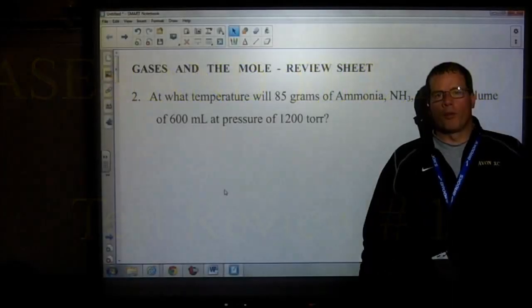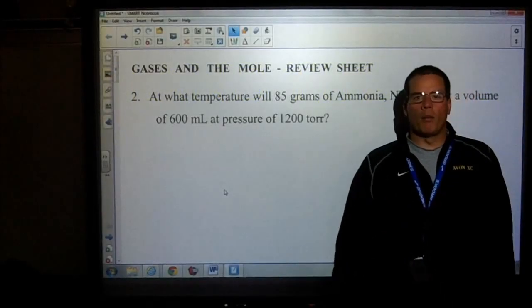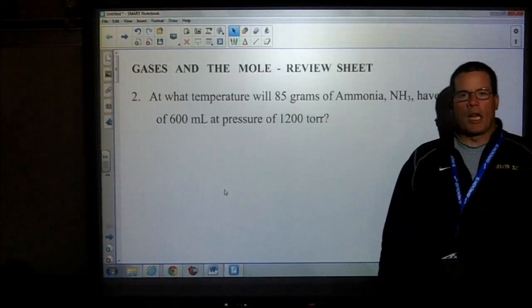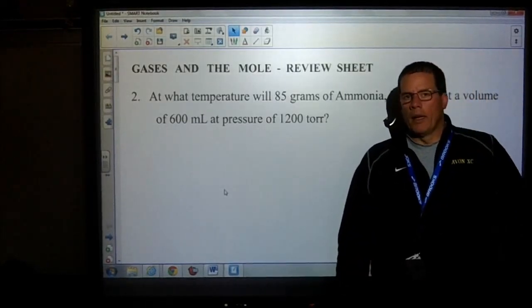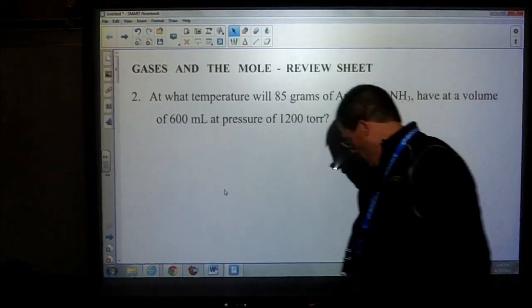Gases in the mole, first review sheet. I'm going to work out the even problems here. Again, the odd answers should be online. Let's look at question number 2 here.